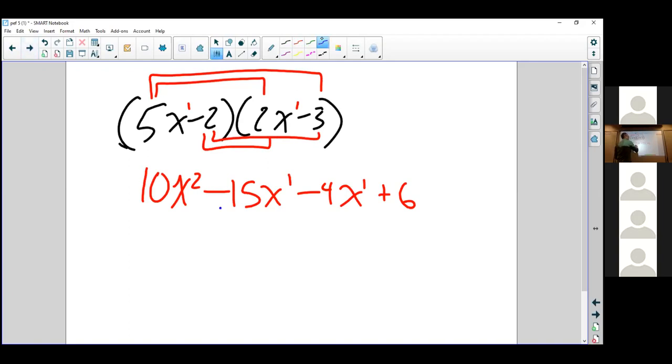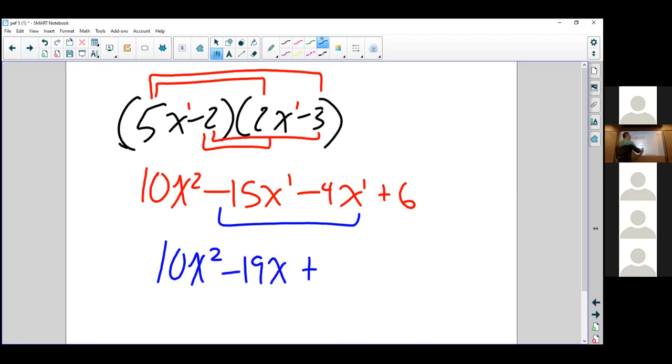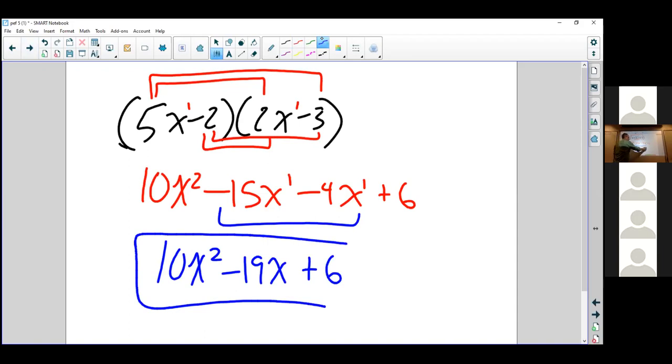We do have like terms. Those we're going to combine together. And I can keep that as 19x, or I can make it 19x to the first. It's your choice, but that's the overall answer. So that's what we've already been working on. Okay. Questions about that one at all?